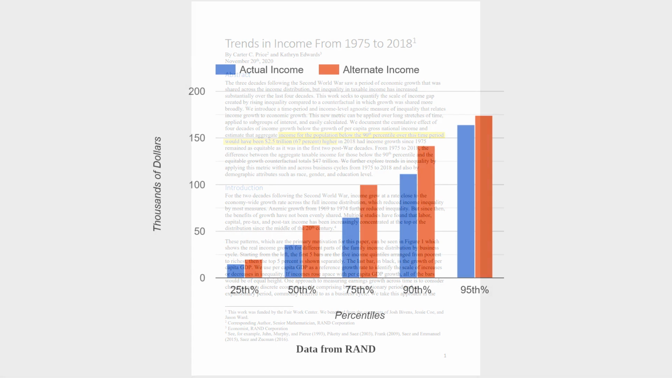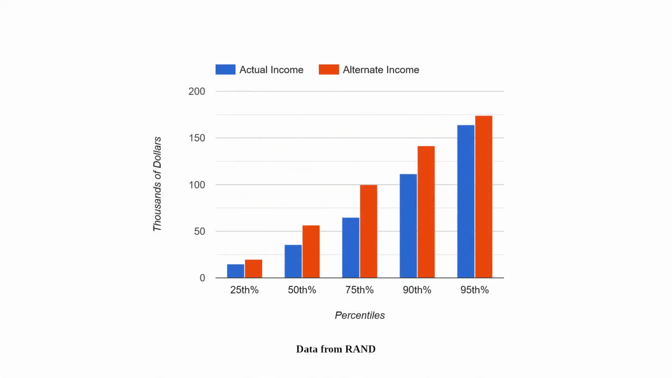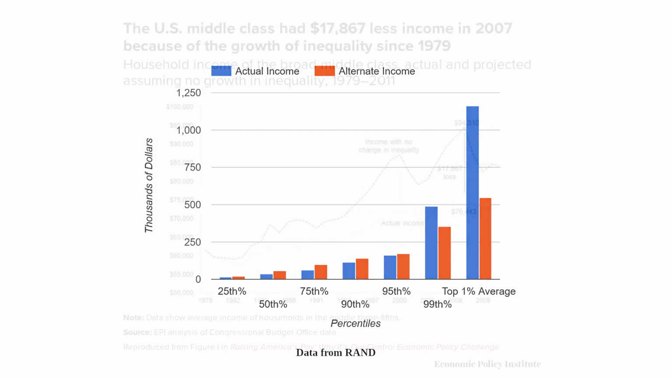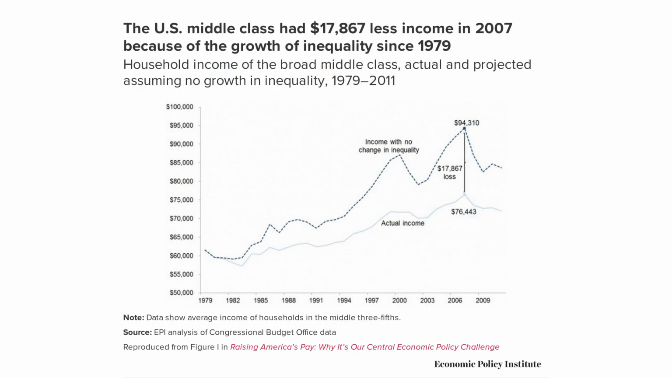The next two charts show how the income of people at different levels of the distribution would be different if inequality hadn't increased since 1975. Most people would make more money. Even those at the 95th percentile would make more. Only those at the very top would make less. Another study by the Economic Policy Institute found a similar result.